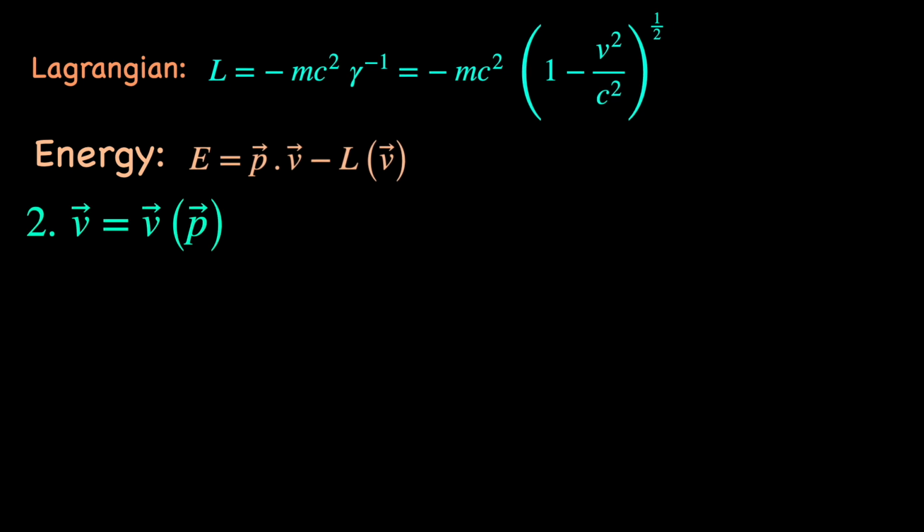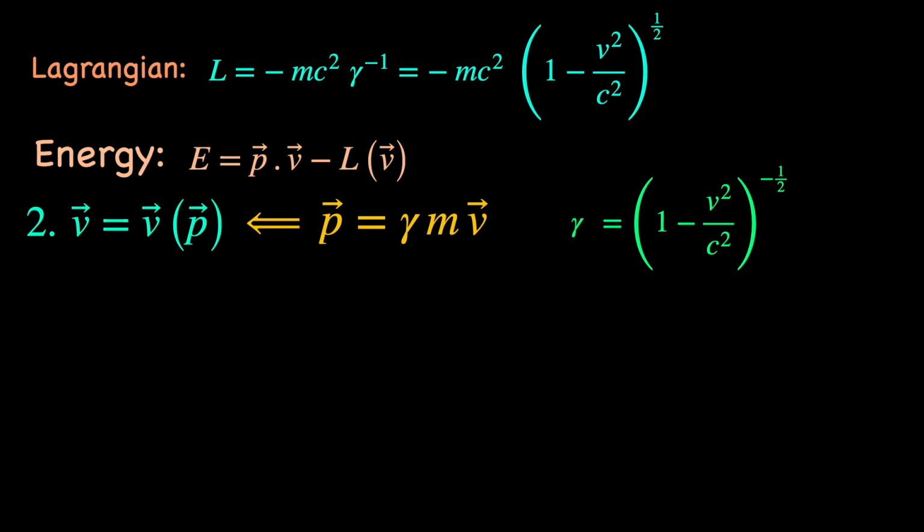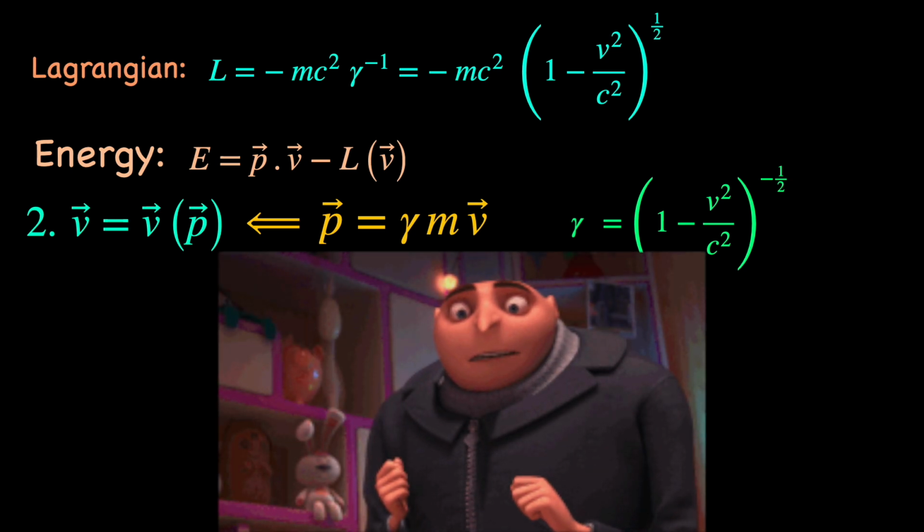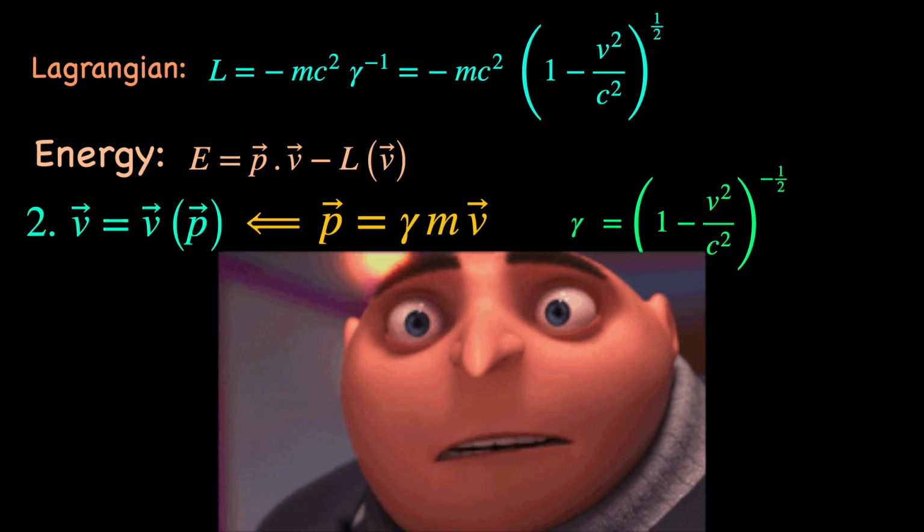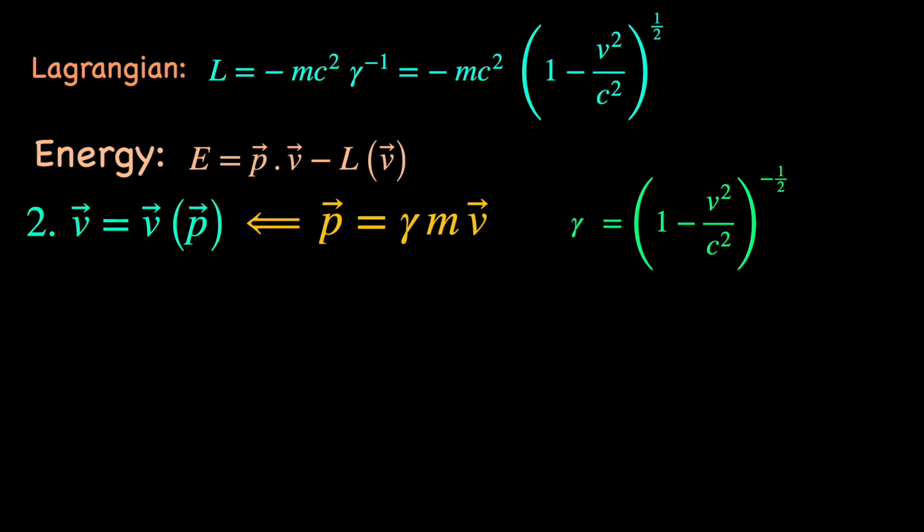where we have to first invert the definition of momentum. Notice that because of the presence of gamma, which has velocity in it, it is quite a task to invert the relativistic momentum-velocity relation and express velocity in terms of the momentum. First, we need to use the definition of momentum to write gamma times the velocity vector as momentum vector upon the rest mass.